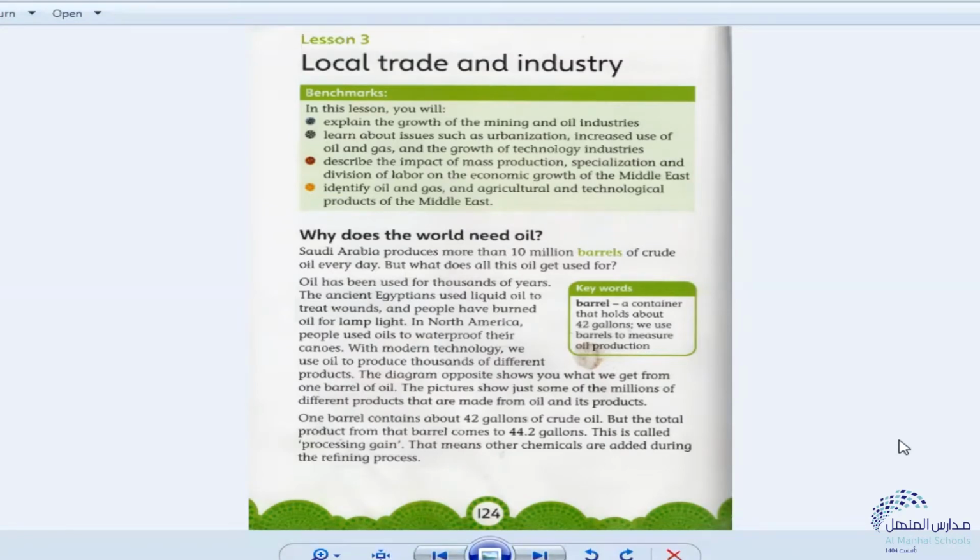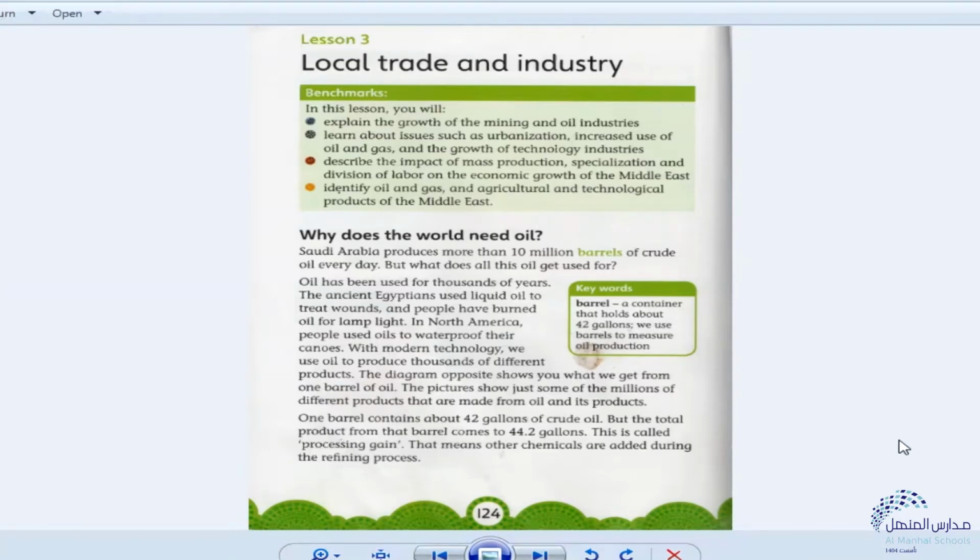Now, Saudi Arabia produces more than 10 million barrels of crude oil every day. That's a lot of oil, 10 million. And remember, that's for most of the world, about 90% of the world. And why do we need oil? Now, the ancient Egyptians used liquid oil to treat wounds.